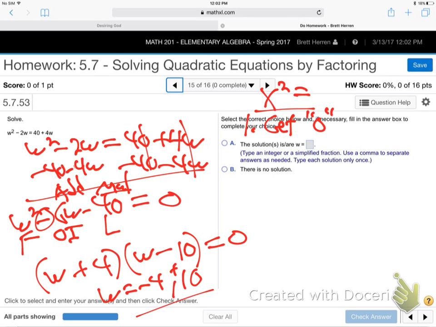Good? Ready for the word problems? We'll do what we can.